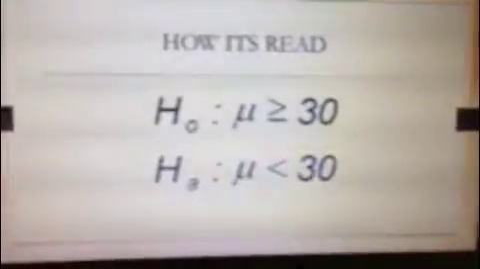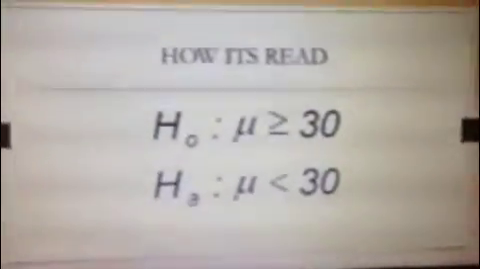If you were given a problem, you would have to write the claim, and this is how it's read and written. The first claim would be H0: mu is greater than or equal to n, and in this case it would be 30. And then the alternative, HA: mu is less than the number, and in this case the number is 30.